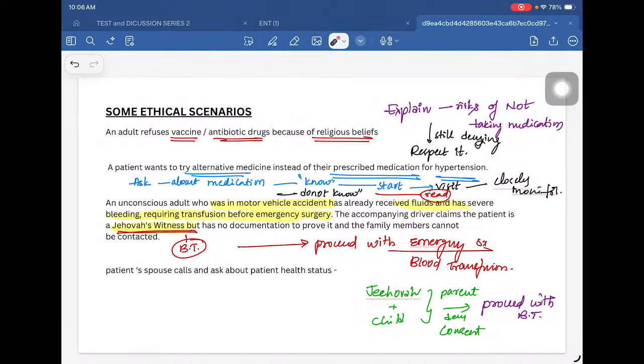Right. And the patient's spouse calls and asks about the patient's health status. Now what should you do?